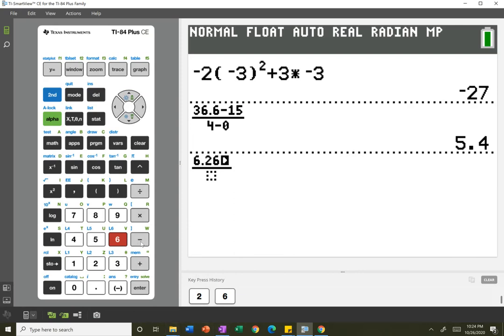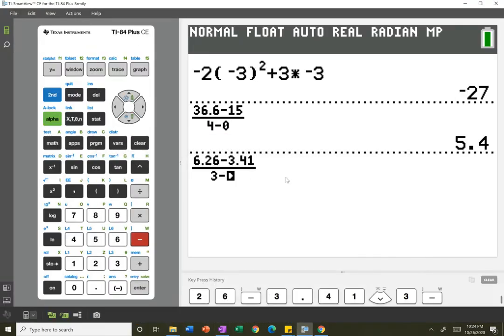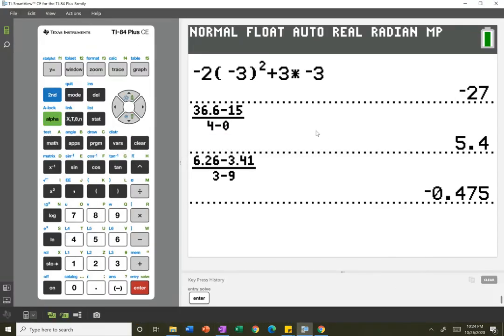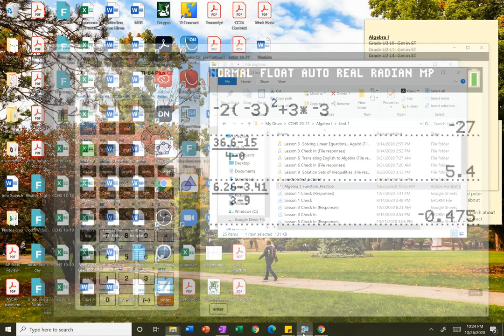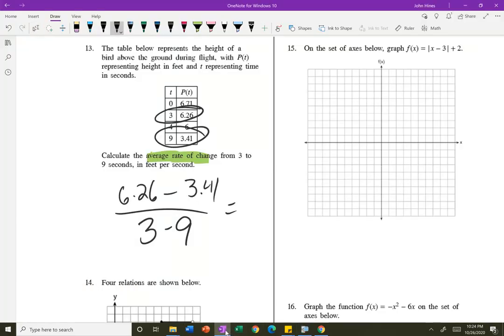6.26 minus 3.41 over 3 minus 9. Boom, that's my average rate of change, negative 0.475. The average rate of change there is negative 0.475. That's the average rate of change.